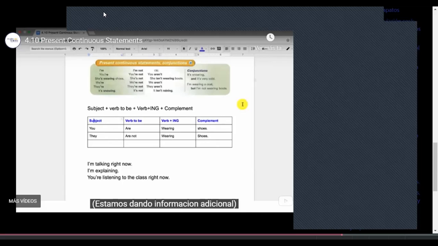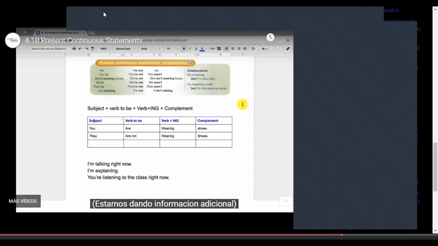Excellent, excellent. ¿Me puedes decir algo negativo? My sister is not studying. Ajá, and you? And I study in the class. Va, esa es positiva, una negativa tuya. I am studying the class, but I'm not watching TV. I am not watching TV.